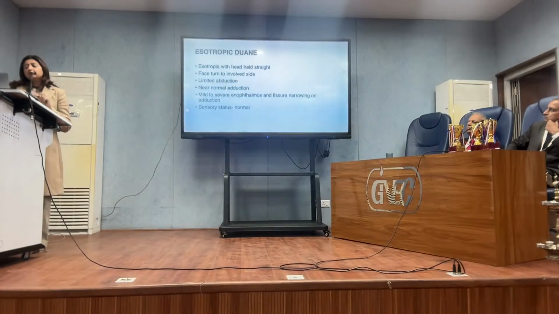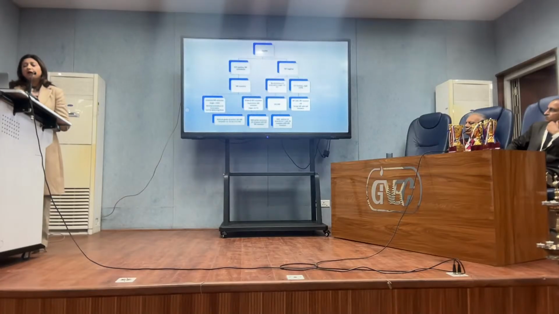So in esodruane's, remember that these are the patients who are going to have esotropia in the primary position. The important thing to note is that they do not have a normal LR innervation, so there is an abduction deficit. Adduction is almost normal. There can be globe retraction, and upshoots and downshoots might be associated. So in these patients, what is going to be the management strategy?